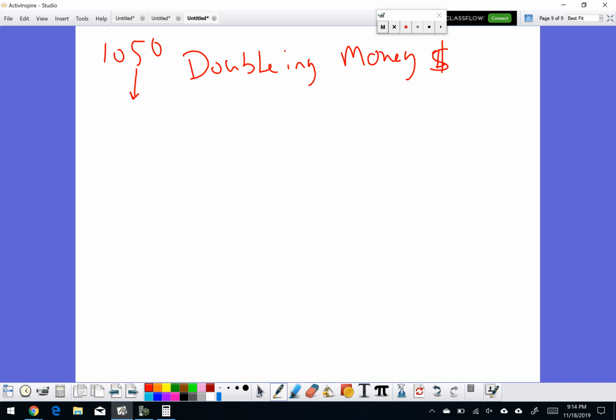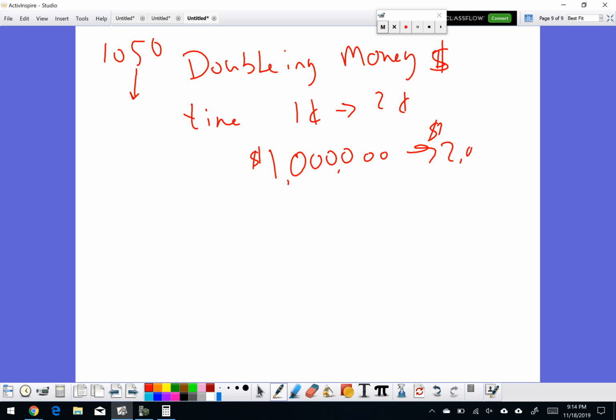I don't know if I've told you guys that, but it takes the same time to double 1 cent to 2 cents as $1 million to $2 million. I don't know about you, but I'd rather double a million than 1 penny. And here's kind of where it comes from.